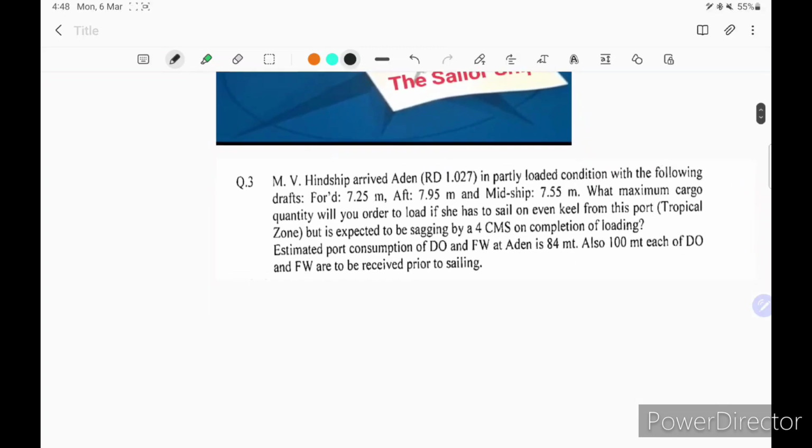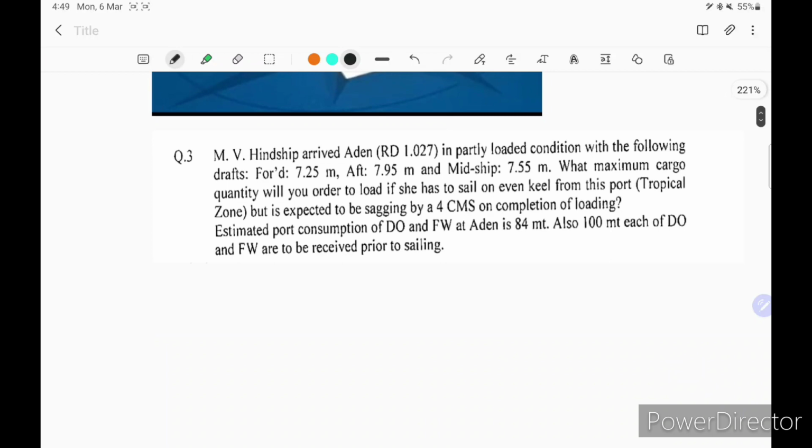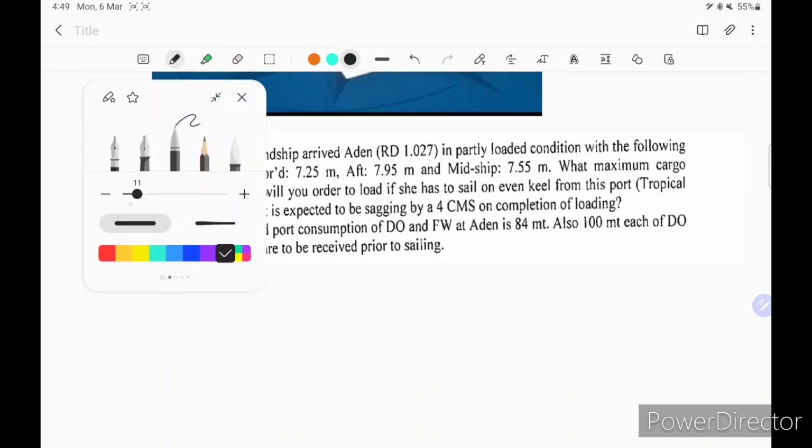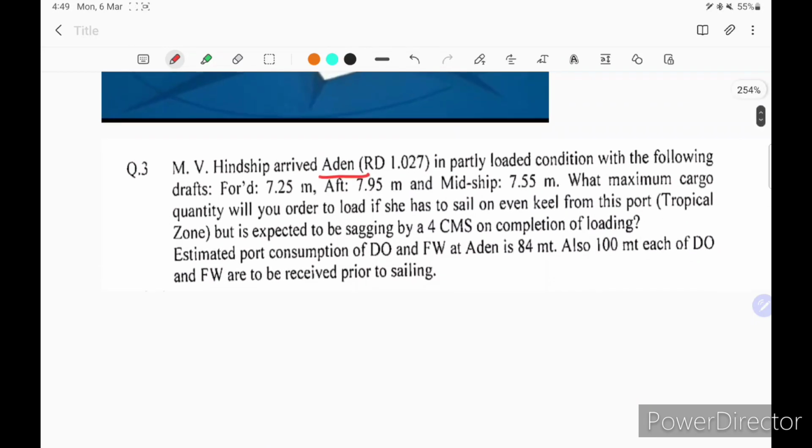So let's see our question. MV Hinship arrived Aden. This Aden is one of the ports. So let's see first what is given in the question, how we'll approach it, how to solve it. The density is given here, so we will calculate with a different density, because in the previous two videos the density was not given, so we always used the seawater density of 1.025, but here the density is changed. So the first change is here.